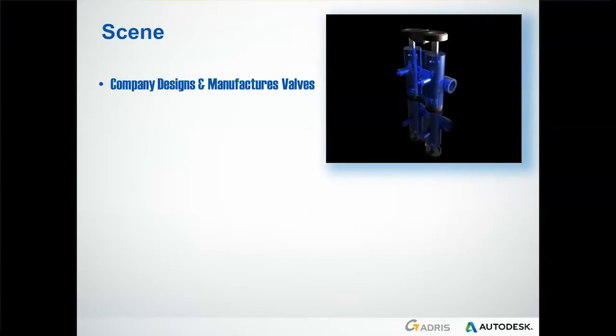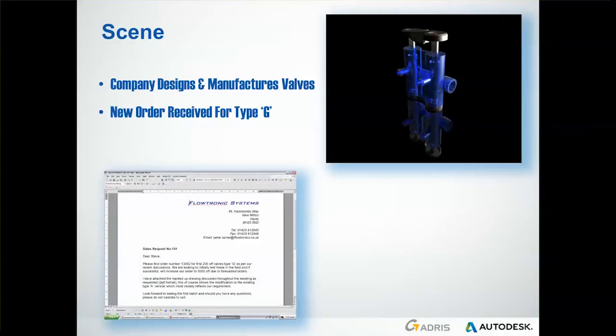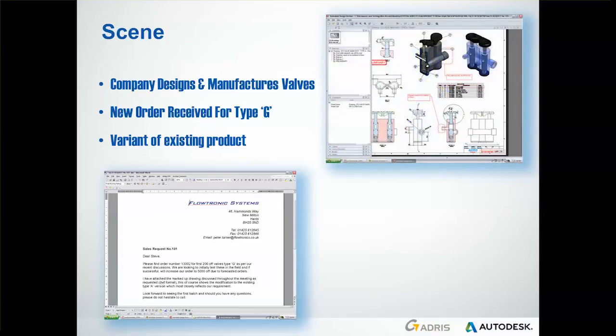What we're going to use in this example is a valve. The scene is, I work for a company who design and manufacture valves, and I've just received a new order for a type G valve from a customer. They've sent it to me in Word format. They've notified me that it's a variant of an existing product, and they've given me a DWF with a markup to show me the modifications they need in this existing design.